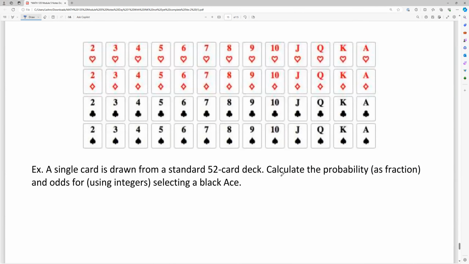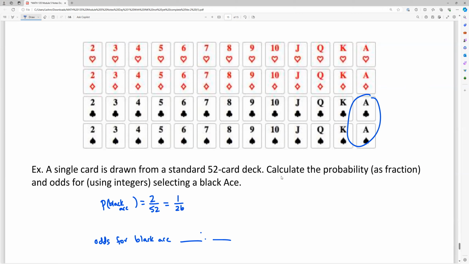And we're going to do the odds for selecting a black ace. Again, I like to start off with my odds in that colon format. But before we do that, let's do the probability. So a black ace, there are 2 of those out of the 52 cards. Because remember, to do probability, you say how many are there that I want out of how many total are there. If we reduce that, that's going to be 1 over 26. So you've got a 1 in 26 chance of getting a black ace.